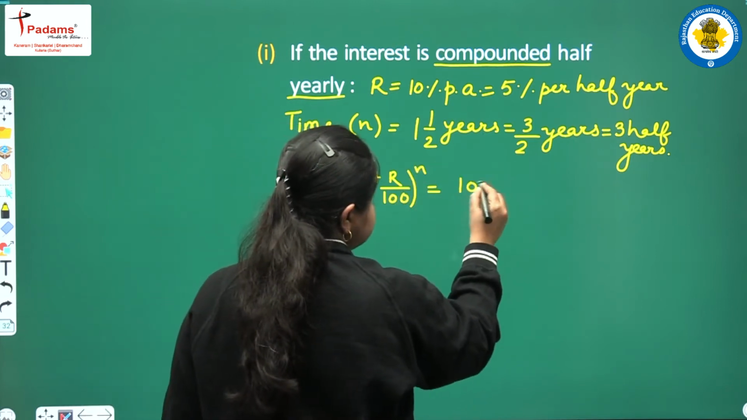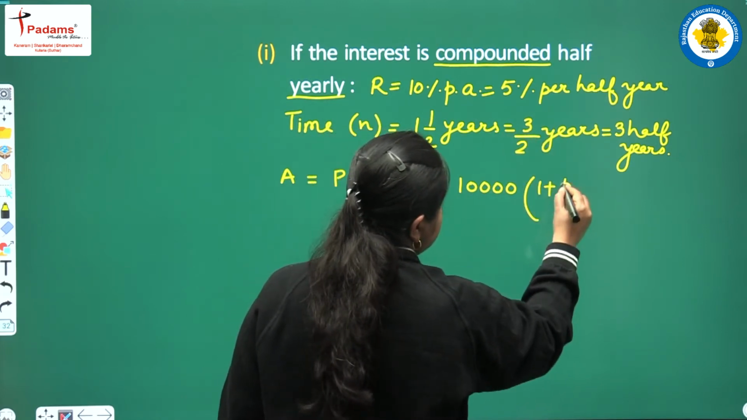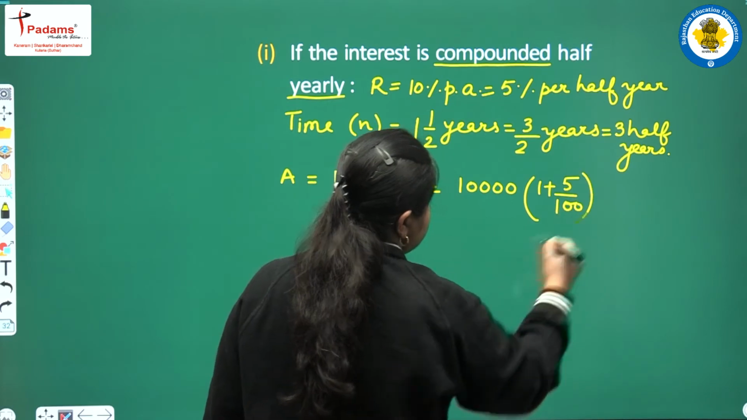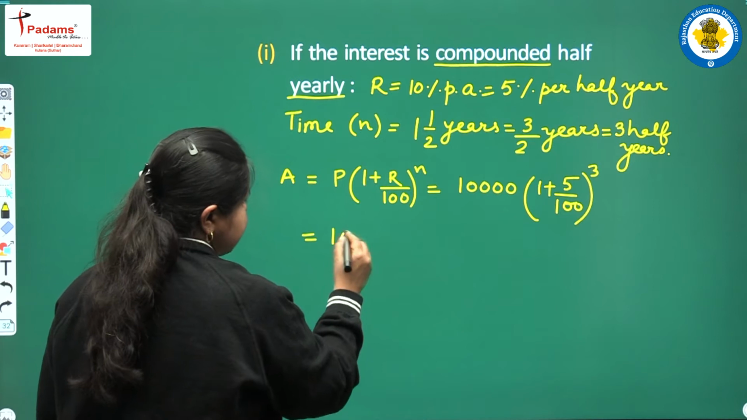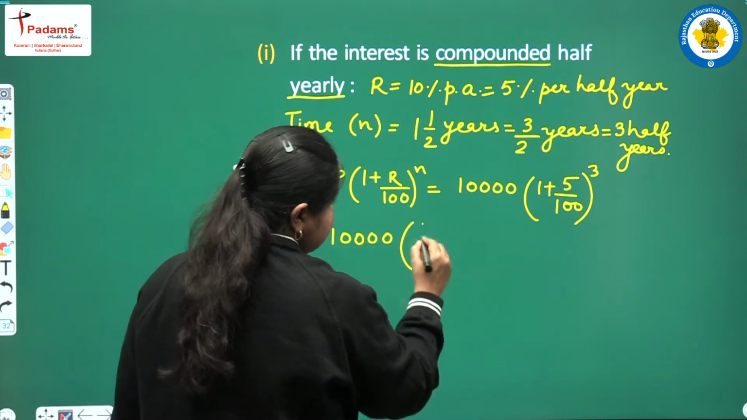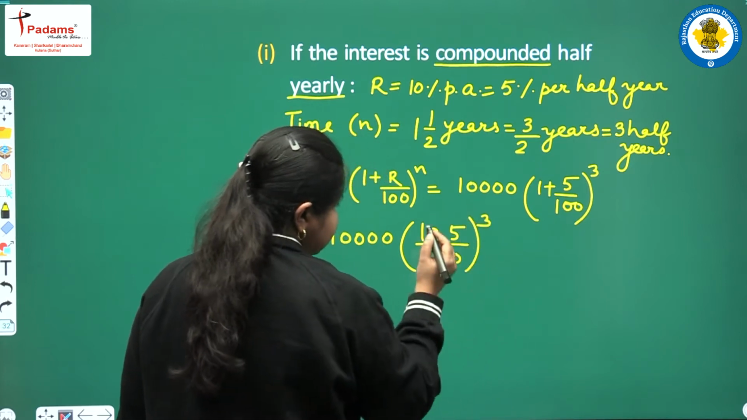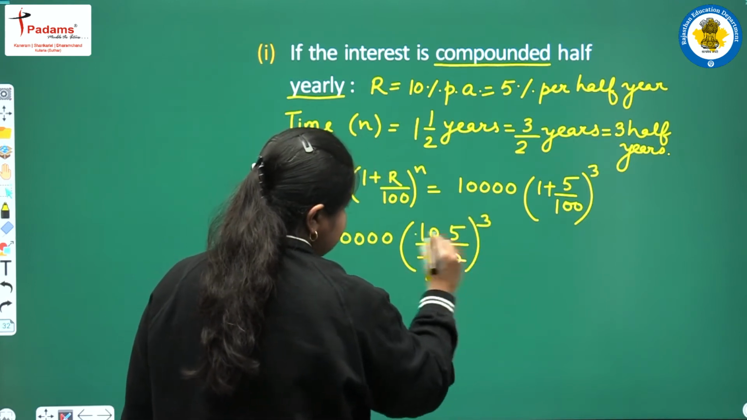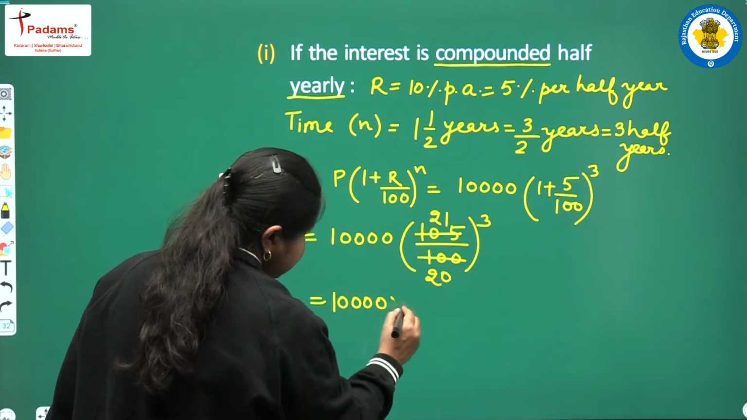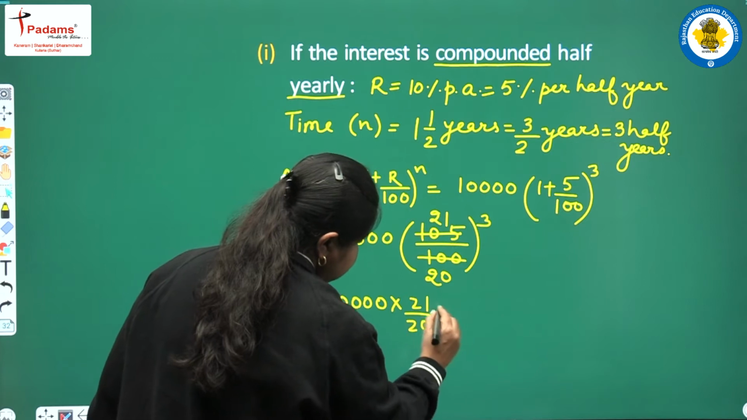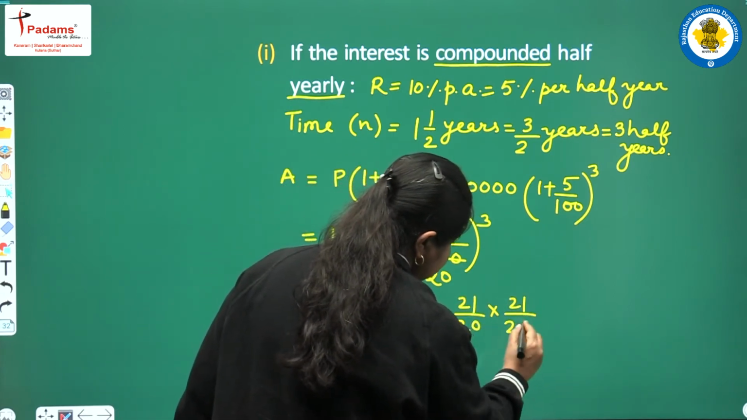The principal is 10,000 rupees. 1 plus rate, this time it will be 5 upon 100, and now the time will be 3.5 years. This will be 10,000. Here we will have 105 upon 100 raised to power 3. 5 से डिवाइड करते हैं, ये हो जाएगा 20 times और ये 21 times. This will be 10,000 into 21/20 into 21/20 into 21/20.